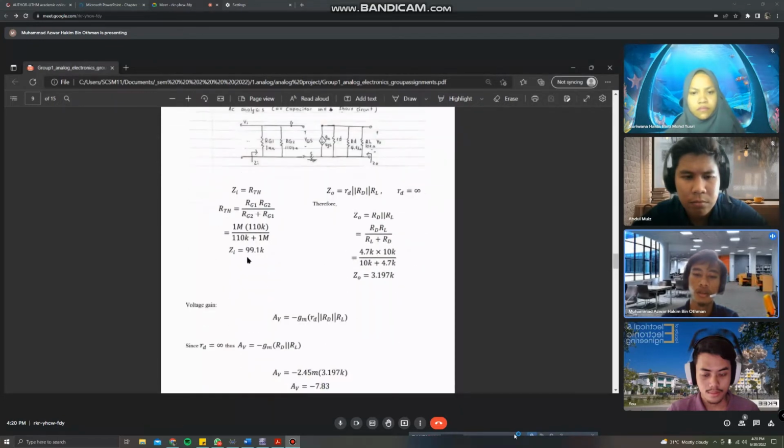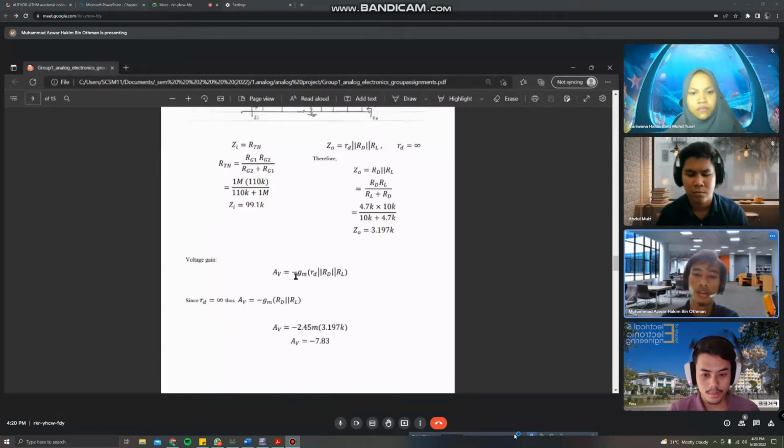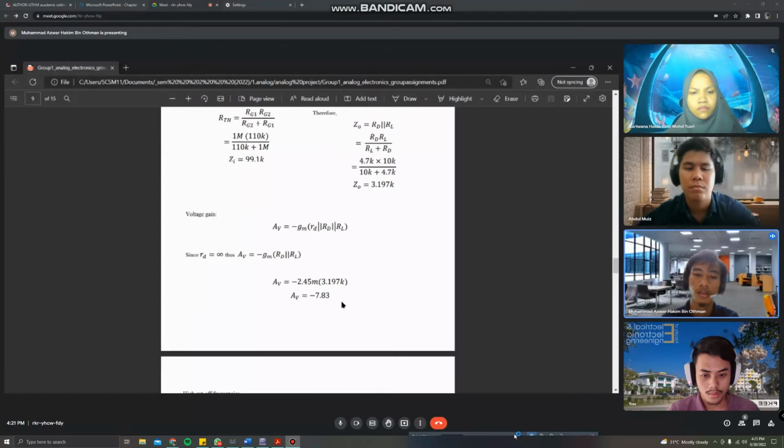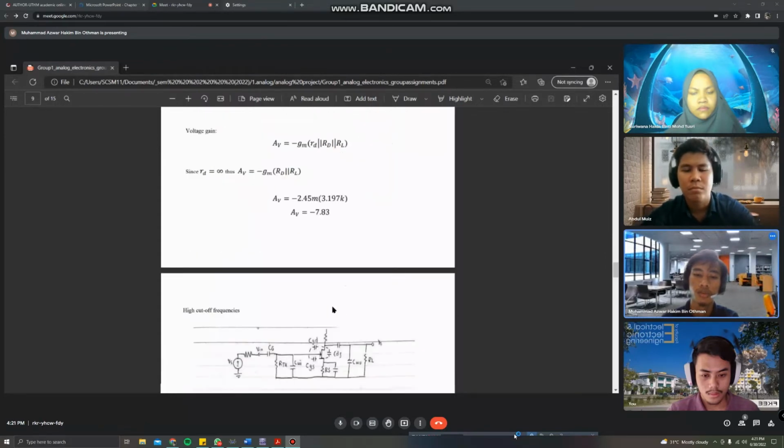After that, we can find the value of the voltage gain. The formula for voltage gain is negative gm times rd parallel RD and RL. Since rd equals infinity, the formula becomes negative gm times RD parallel RL, and we substitute the gm value that we got before, and we get the voltage gain equals negative 7.83.